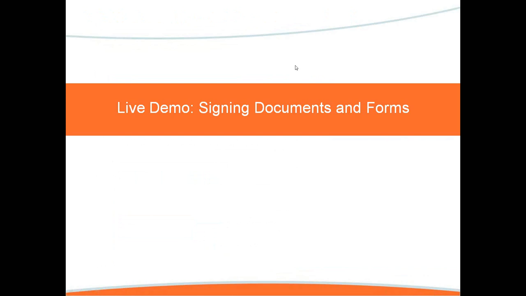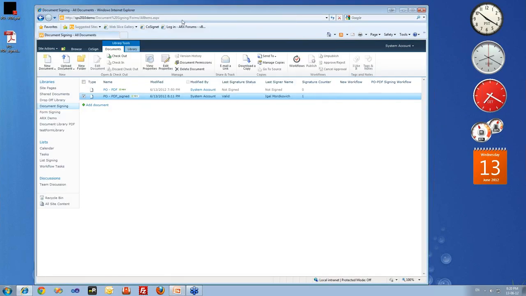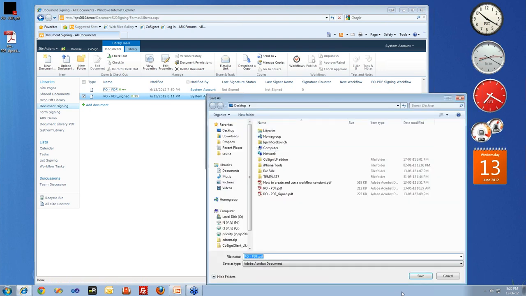So I think it's a good place to start with the presentation and show you what I meant by all of these things. We'll be using CoSign and SharePoint 2010 with our latest add-on. Going back to the document library, I have a PO PDF file here. This is the same file we saw before. Let me quickly open it and show you how it looks.